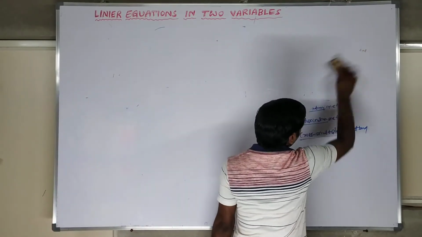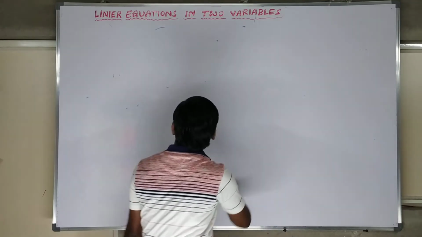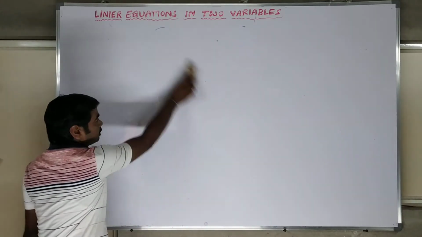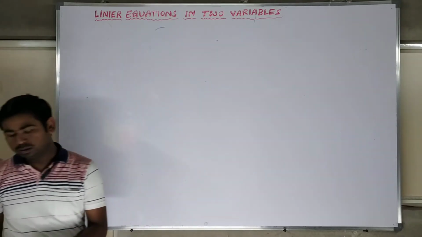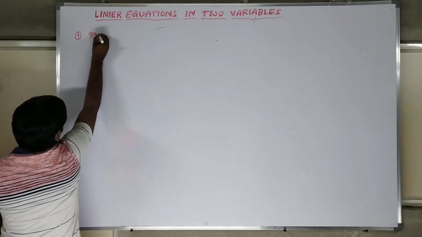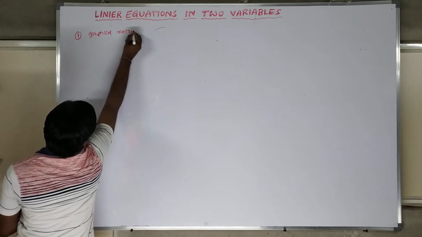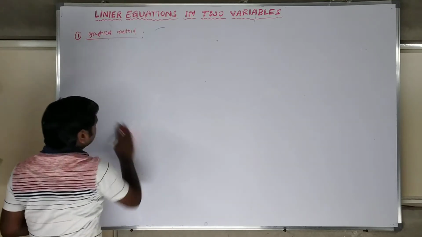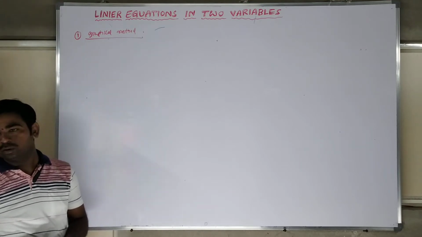In any method, the concept is simple. The number of equations must be equal to the number of variables. Then only solving the equations would be possible. So that is the case. Let us start the graphical method. I can explain the graphical method by using an example. Then only it may be clear to you, I hope.